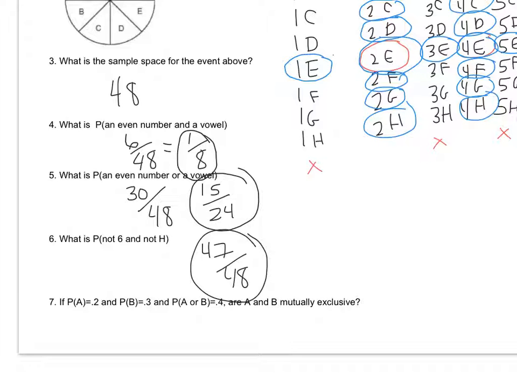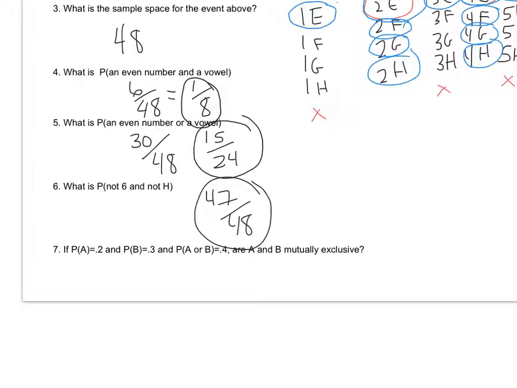All right, let's look at number 7. It says if the probability of A is equal to 0.2 and the probability of B is equal to 0.3 and the probability of A or B is 0.4, are A and B mutually exclusive? Well, our rule says they are only mutually exclusive if the probability of A plus the probability of B equals the probability of A or B. If this doesn't hold true, then they are not mutually exclusive.